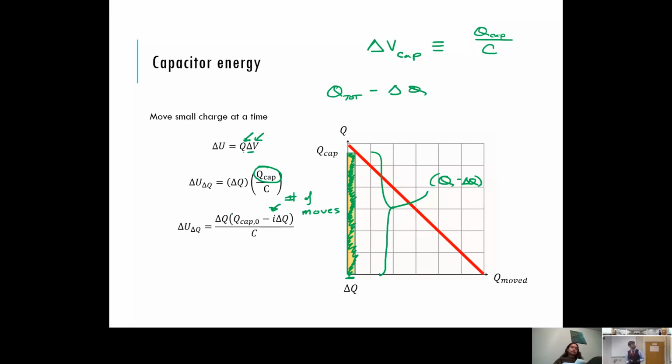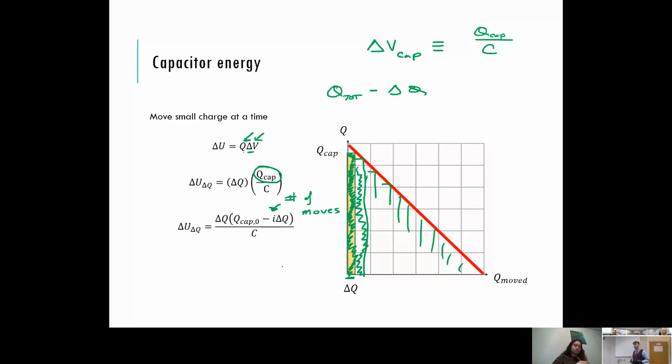And I keep doing that, right? That's for the first one, now I do it again for a second one. I move my second delta Q. The charge on my capacitor has decreased a little bit. I multiply those two values and I divide by C. And I do it again, and again, and again.